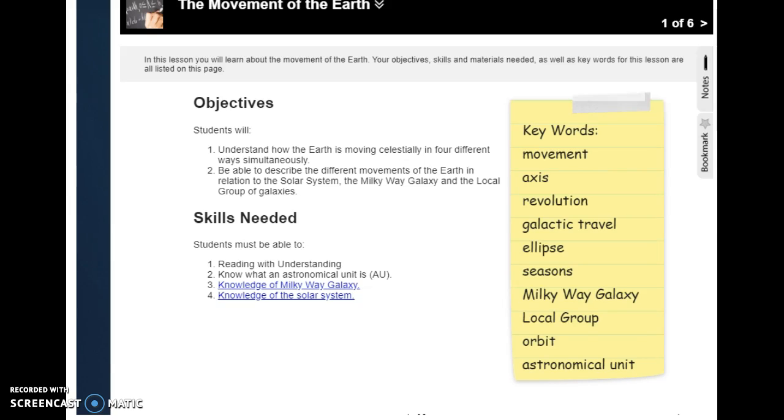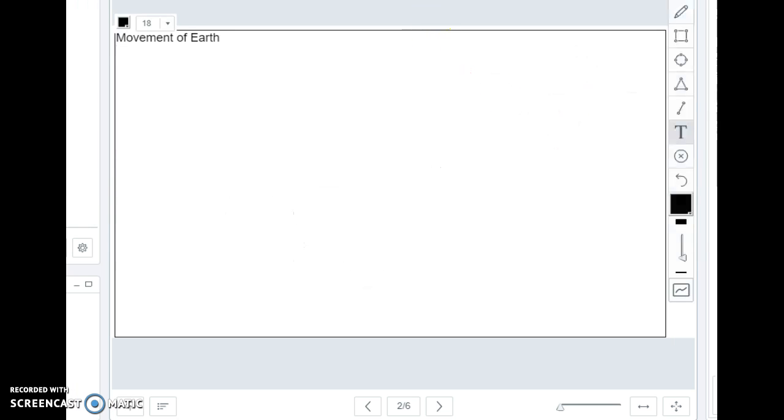All right, so I'm going to flip over to the whiteboard here. We're talking about movement of the earth. And when we're talking about the movement of the earth, the objective stated that we needed to be sure that we could discuss or define the 4 movements of earth. Okay, and those 4 movements are rotation, orbit, galactic, and intergalactic.